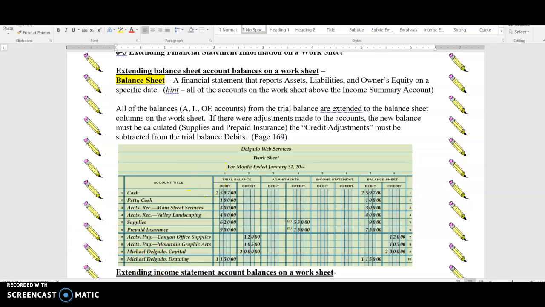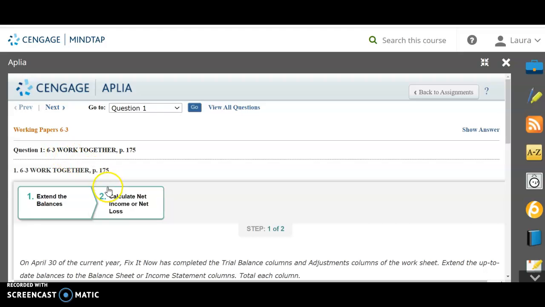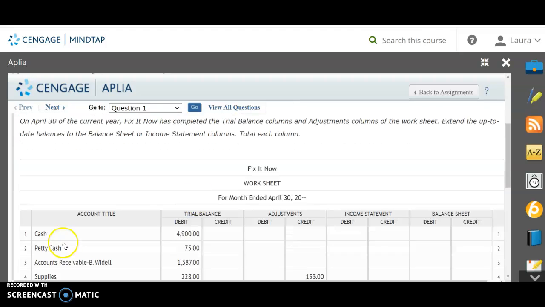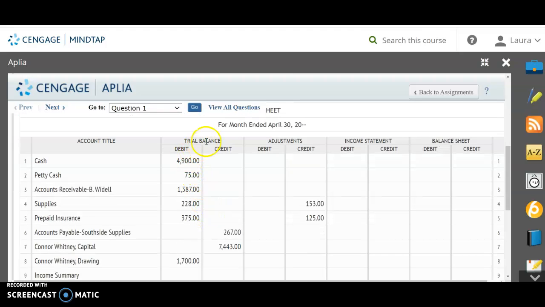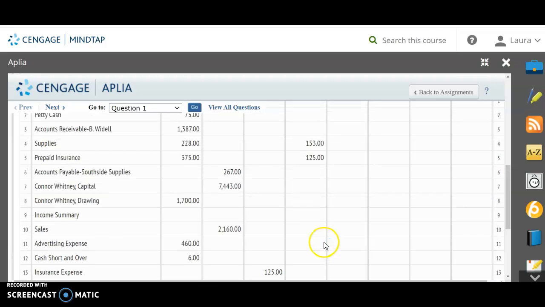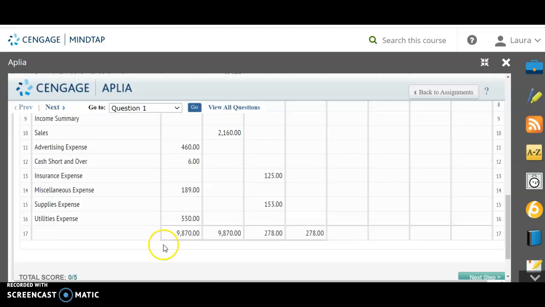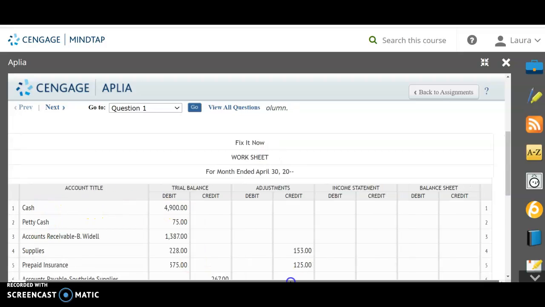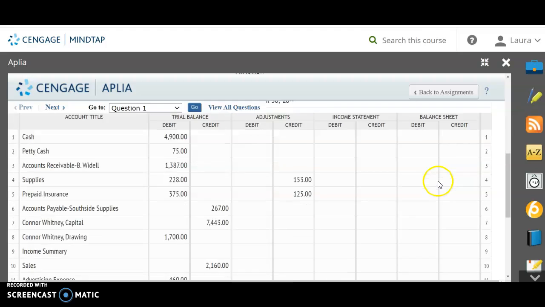So we're going to get started on our Aplia problem. Here's our 6-3 work together problem. We have two parts to this: extending the balances and then calculating our net income or our net loss. We're still with Fix It Now Company at the end of the April month. Here's our heading, here's our trial balance that we already did, and our adjustments that we already did. What we have to do is take all of our amounts from the trial balance and extend them over to either the income statement or balance sheet.